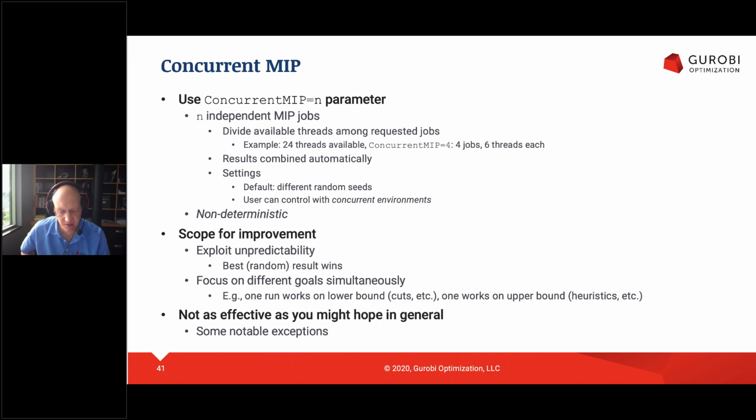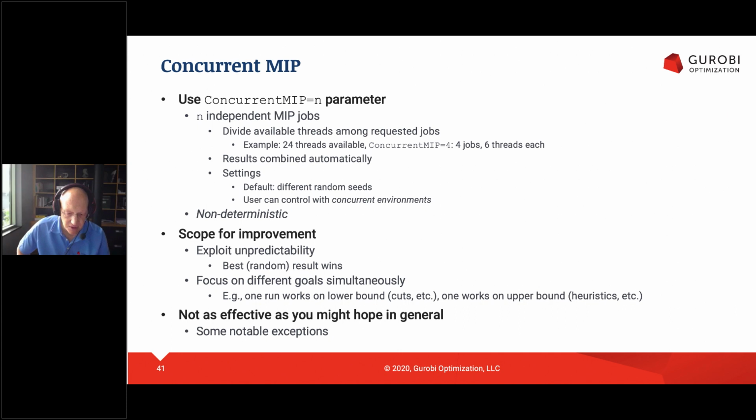So when is this useful? Well, this is a way to exploit performance variability. If you've got a model where performance can vary wildly, having multiple, perhaps random runs can reduce your runtime. Another thing you can do is focus on different goals simultaneously. For example, you could have 2 independent jobs where one is focusing exclusively on moving the lower bound, so it's being aggressive, generating cutting planes, doing the things that move the lower bound. And the other thread could work just on the upper bound, so heuristics, that sort of thing.